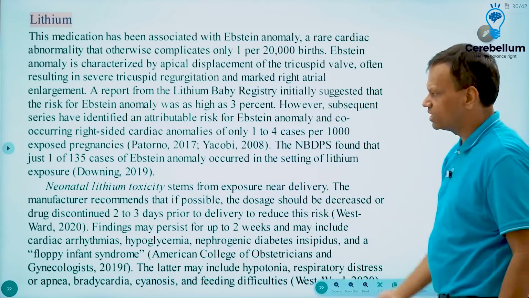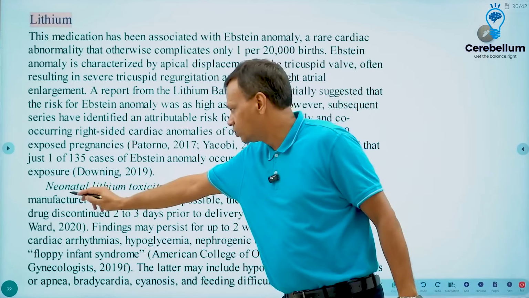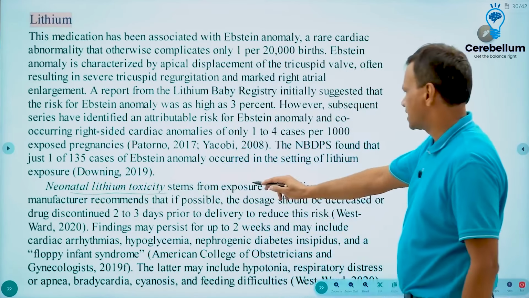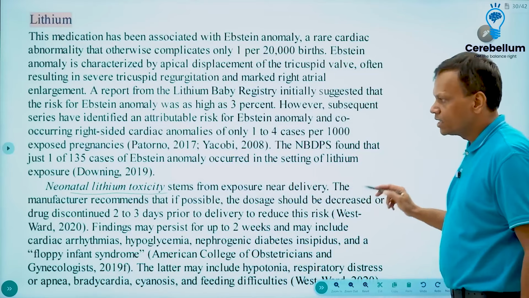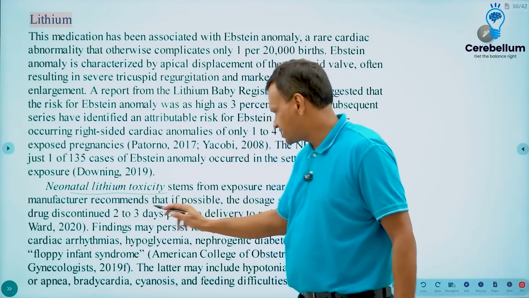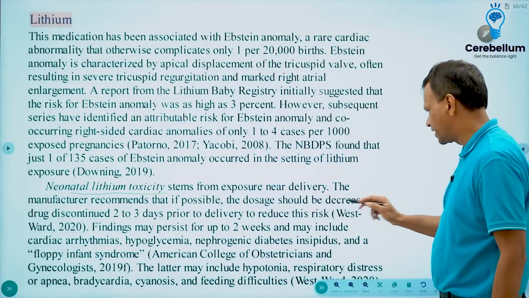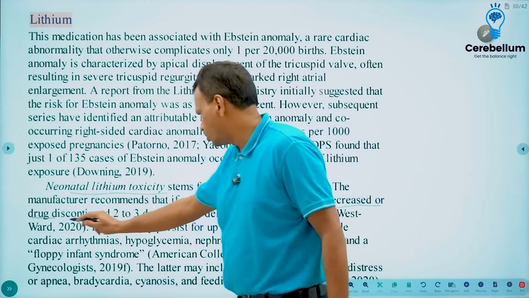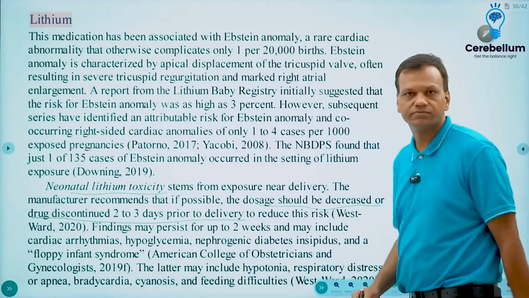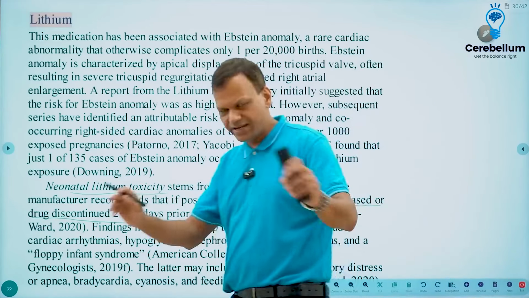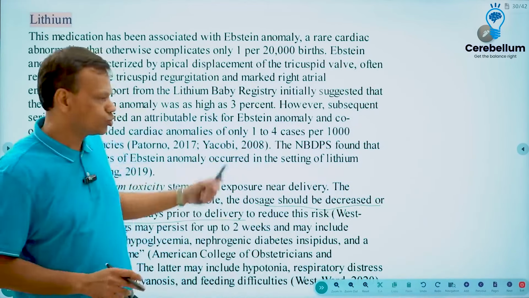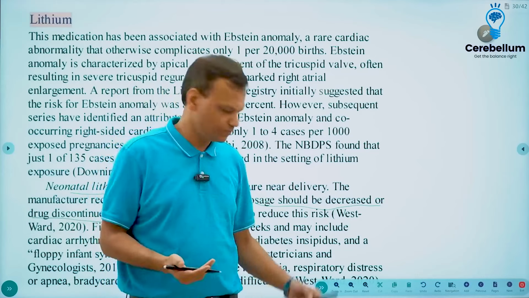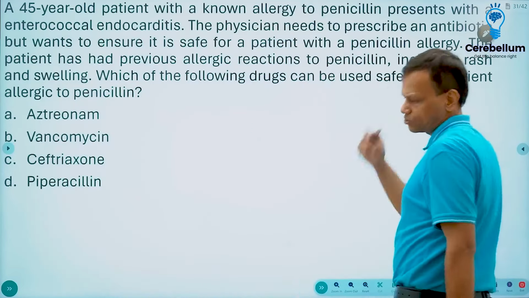This is Williamson's. Williamson's is saying that neonatal lithium toxicity stems from exposure near delivery. The manufacturer recommends that if possible, the doses should be decreased or drug discontinued 2 to 3 days prior to delivery. Okay? So this is very clearly written in Williamson that the dose should be reduced or the drug should be stopped. Okay, so moving to next question.